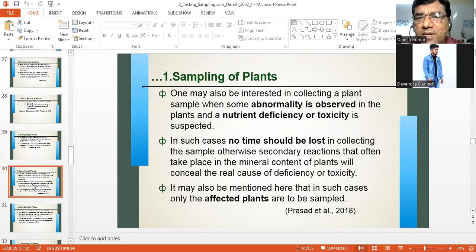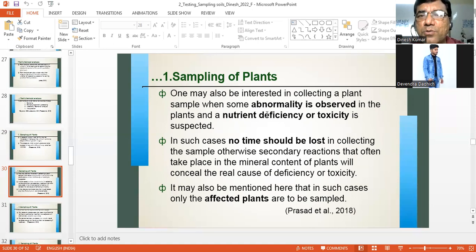One may also be interested in collecting a plant sample when an abnormality is observed. Some deficiency symptom is there, but you don't know what the cause of the deficiency or toxicity is. Then you can analyze and see the results. In such cases, no time should be lost. If you think that it is deficiency or toxicity, you can analyze it immediately.